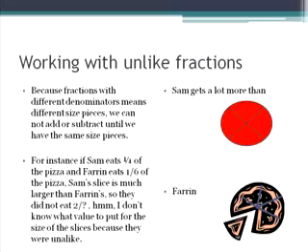Working with unlike fractions, you can see that because fractions with different denominators mean different size pieces, we cannot add or subtract until we have the same size pieces. For instance, if Sam eats a fourth of the pizza and Farron eats a sixth of the pizza, Sam's slice, the 1 out of 4, is much larger than Farron's. So they did not eat 2 slices out of, well, I don't know, because the value I can put in for the denominator doesn't make sense because the 2 sizes of the pizza were different.